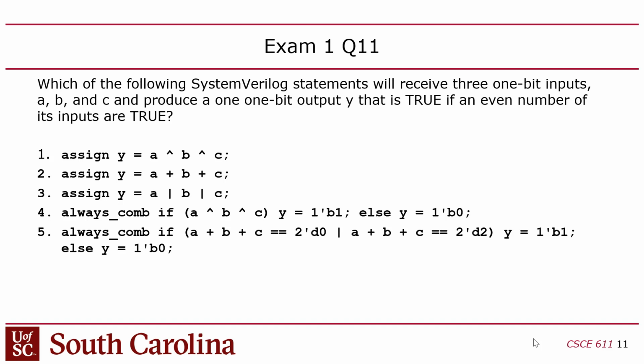So 5. So actually, if the exam said odd, I think answers 1, 2, and 4 are all valid. I mean, 4 is basically just doing the exact same thing as 1. Yes, it is. It's just written differently. So let me double check that, make sure that for question 11, if you answered 1, 2, or 4, that should be correct.